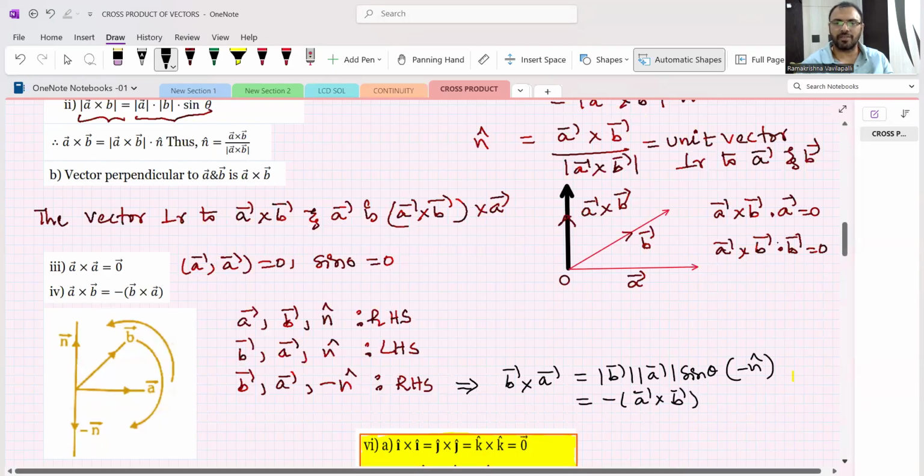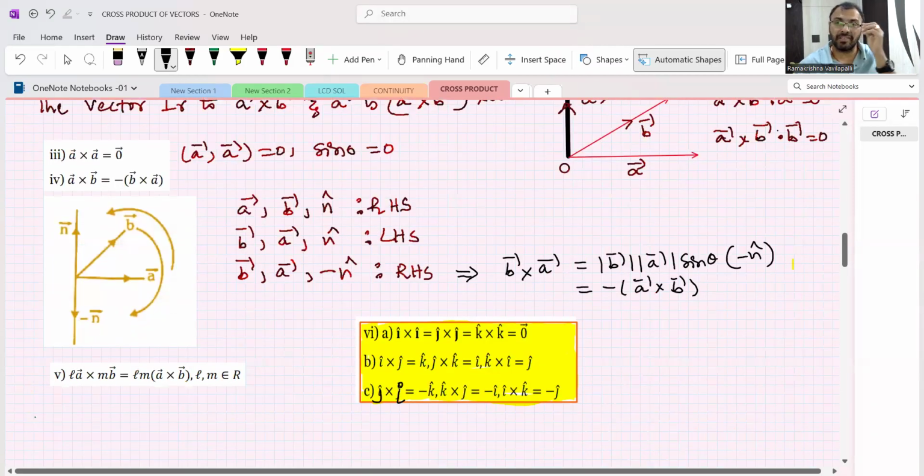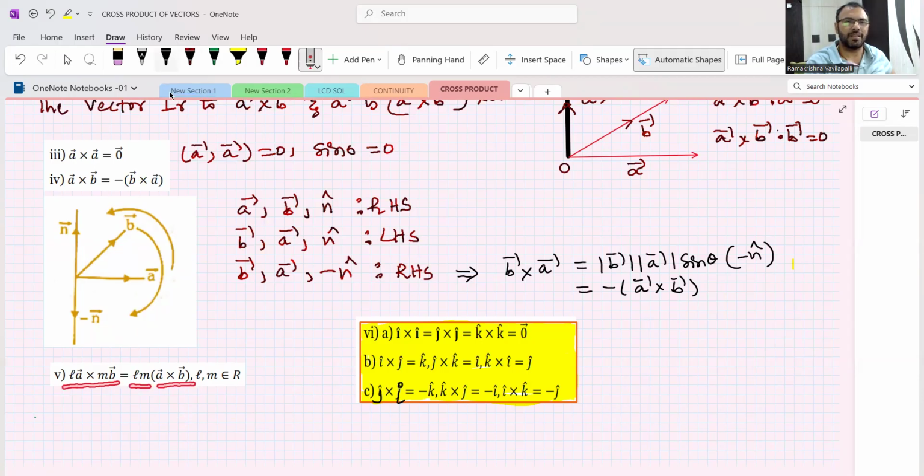So the cross product of two vectors is not commutative, and the order of the cross product of vectors is very, very important. There is no order for the dot product of vectors. Here is another important point: L A bar cross M B bar is equal to LM into A bar cross B bar. For example, 2A bar cross minus 3B bar, you will get minus 6 into A bar cross B bar.